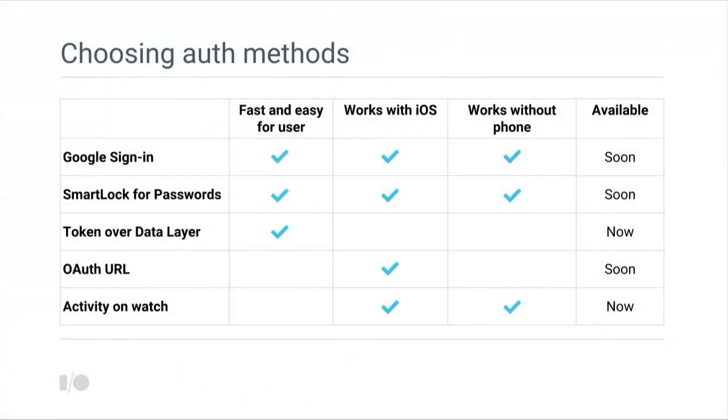So here's a quick table showing some of the trade-offs. As you can see, Google Sign-In and Smart Lock for passwords both work if the watch is connected or disconnected from the phone, and they work on iOS and Android, and they're fast and easy for the user. The middle two options both require the user to have their phone with them, and the final option is a good fallback option if all else fails.